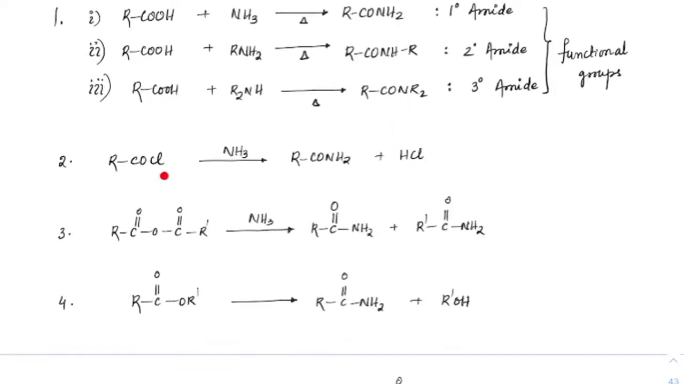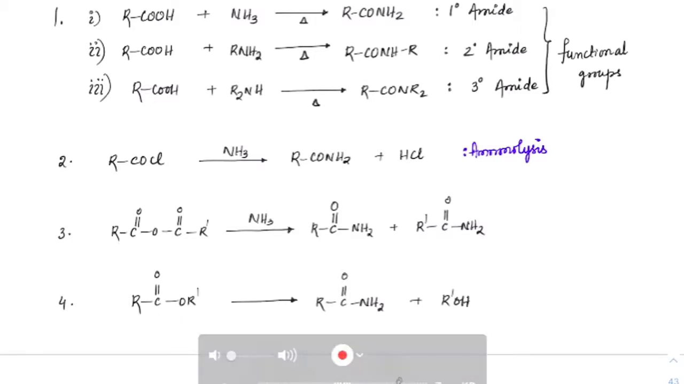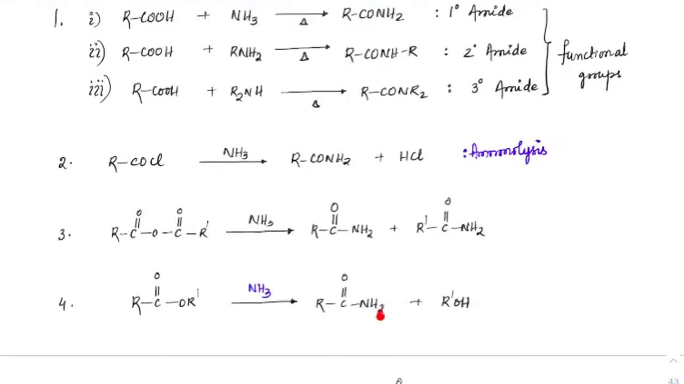Next, if we take acid chlorides and react them with ammonia, this process we call ammonolysis. By ammonolysis, ammonia amides can be formed. The same ammonolysis can be done with esters, and with anhydrides also. If we treat that with NH3 or with RNH2, we'll get an alkyl substituted amide. That's all.